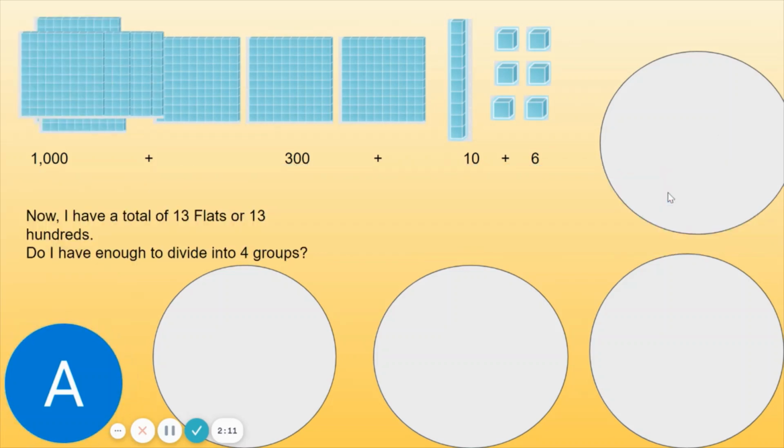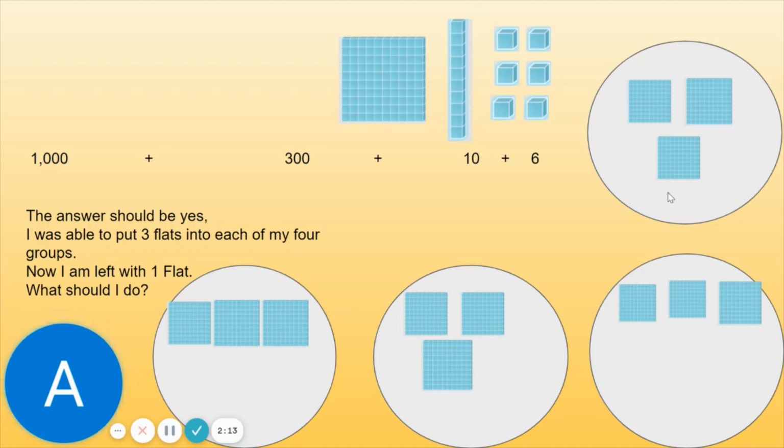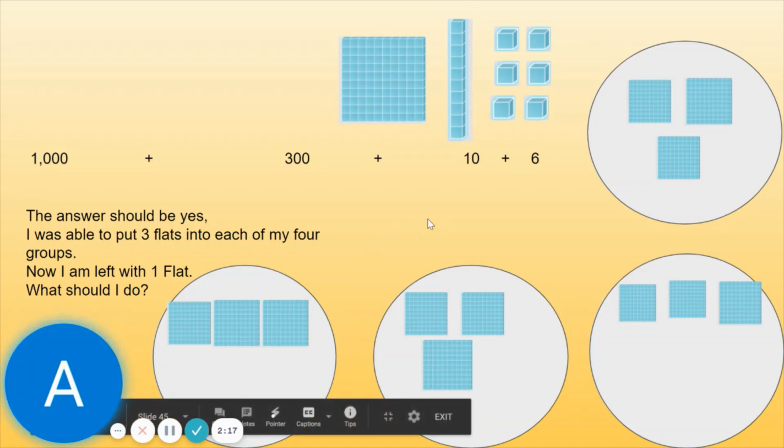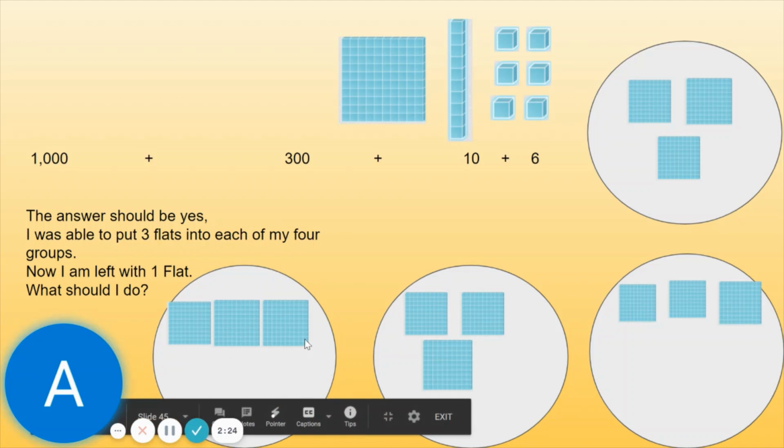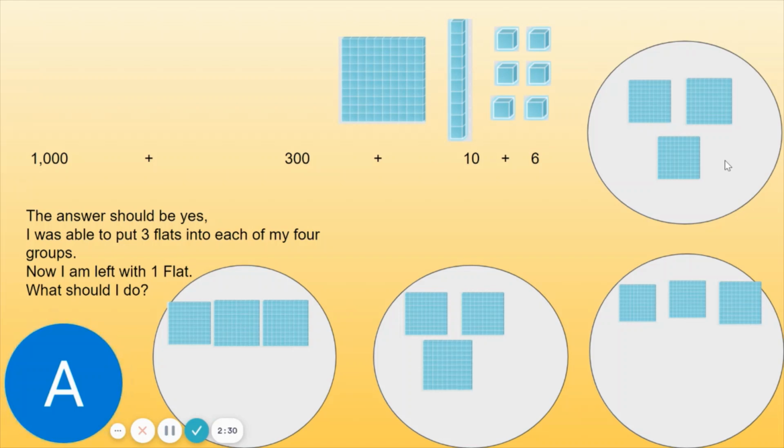You betcha. So I had 13 flats. So let's see. The answer should be yes. I was able to put 3 flats into each group. Now I am left with 1 flat. What do I do? So I was able to get 1, 2, 3, 4, 5, 6, 7, 8, 9, 10, 11, 12 out of the 13 flats divided into each group.